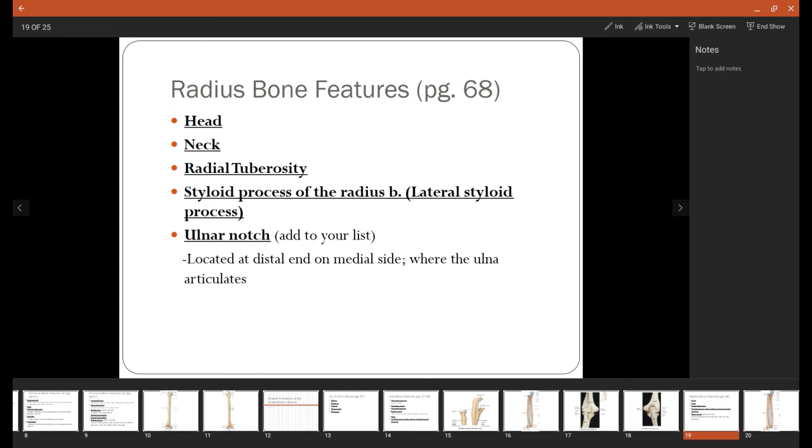We'll also have a styloid process on the radius, which is just called the styloid process of the radius, lateral styloid process, or radial styloid process. And then on the same aspect of the bone distally, we're also going to have an ulnar notch, which will be an indentation on the medial side of the radius where the ulna bone is actually going to sit in.